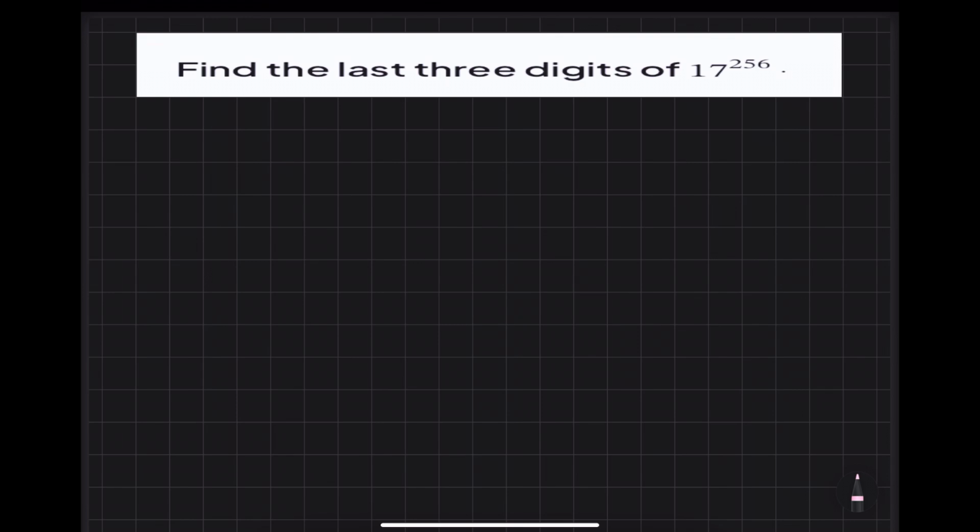So first you have to get closer to multiples of 10. Okay, first you have to get closer to multiples of 10, and then you have to observe. Why am I telling you 10? Because suppose that you wrote this thing as 10 plus 7 to the power 256. Okay, and we are interested in finding the last 3 digits.